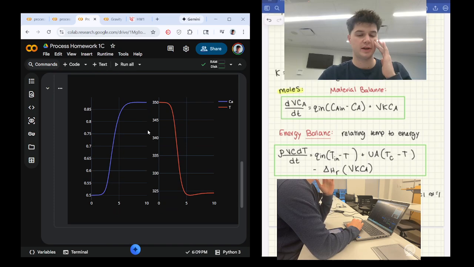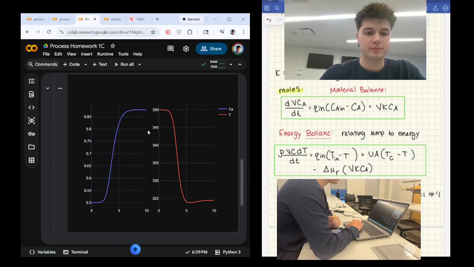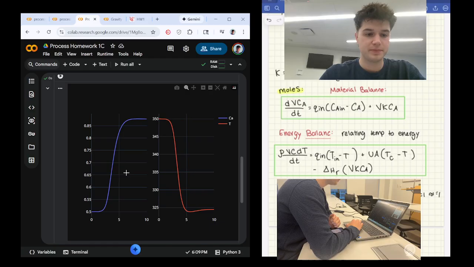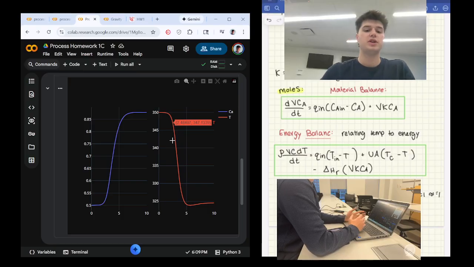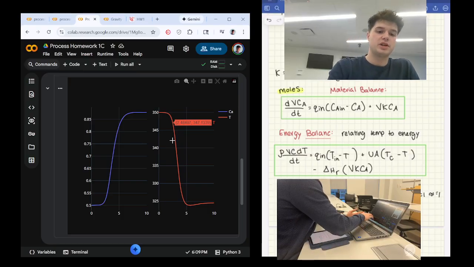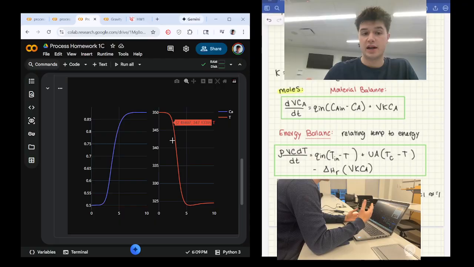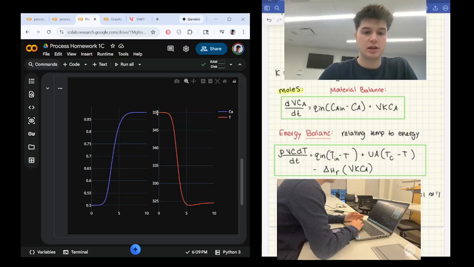Two beautiful looking pretty graphs in red and blue. Now, you could be asking, what does that mean? I'll tell you. The left is the concentration, as you can see CA over time. So as time goes on, the concentration is getting higher and higher and higher, closer to 1. The temperature is getting lower and lower and lower with time.